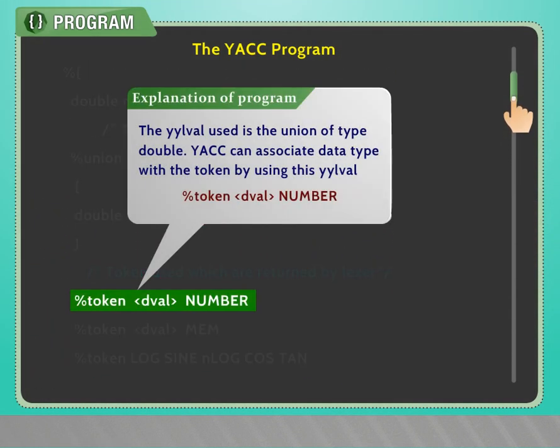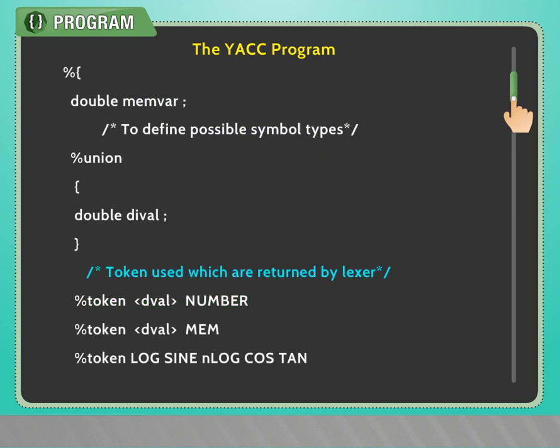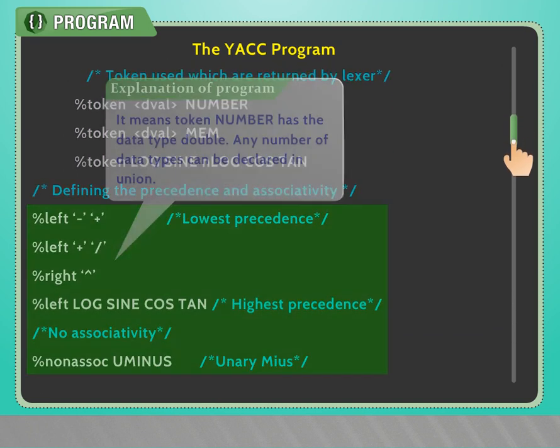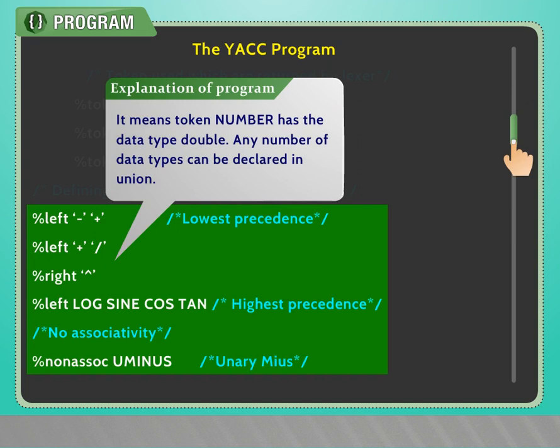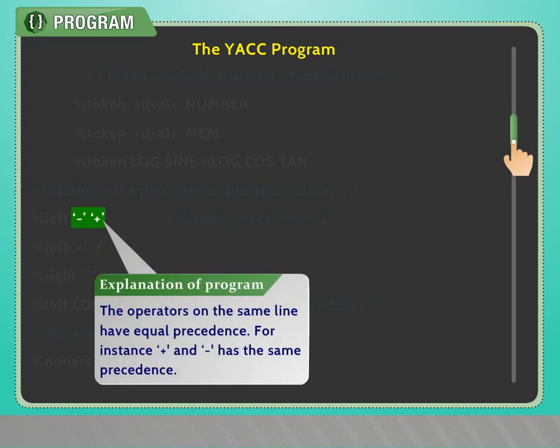The yylval variable used is a union of type double. YACC can associate a data type with a token by using this yylval variable, %token <dval> NUMBER. It means the token NUMBER has the data type double. Any number of data types can be declared in the union. The operators on the same line have equal precedence. For instance, plus and minus have the same precedence.